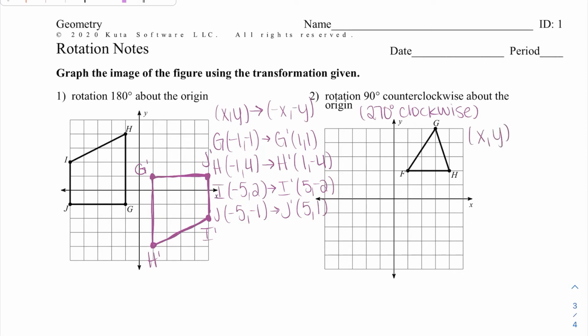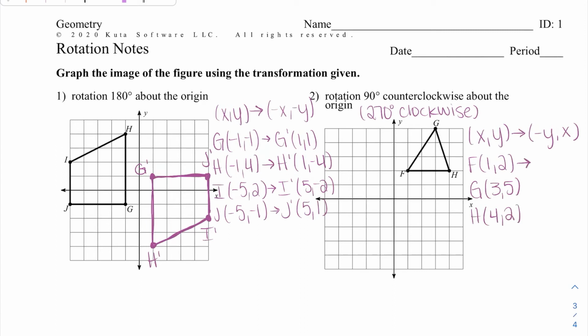Recall that the rule for a 90 degrees counterclockwise or 270 degrees clockwise is x comma y changes to negative y comma x. This means we need to switch the sign of the y and then switch the order of x and y. So let's go ahead and list our points. So point F is the point 1, 2. G is the point 3, 5. And H is the point 4, 2.